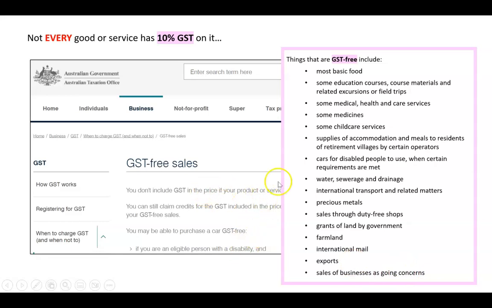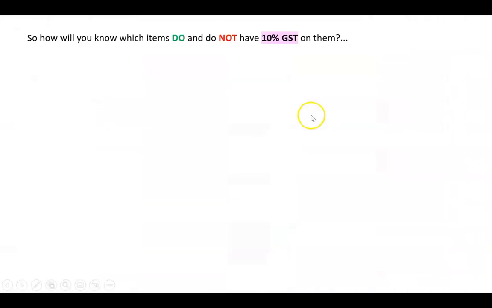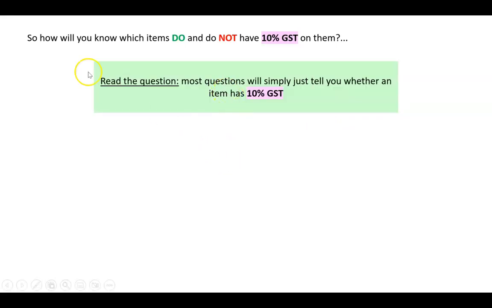But the point is, we actually don't need to know all that. We don't go by reality in our course here. We keep it reasonably simple. So how will you know which items do and don't have GST? Well, the first way is to read the question. Pretty much every question will simply tell you whether an item has 10% GST.